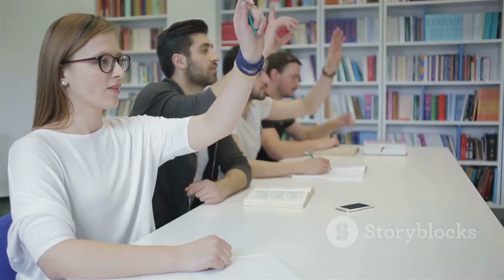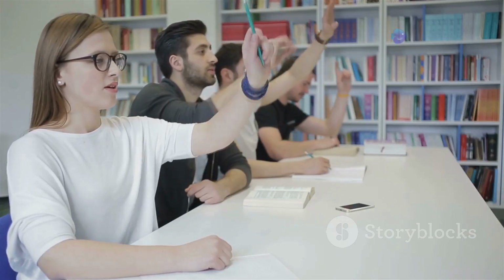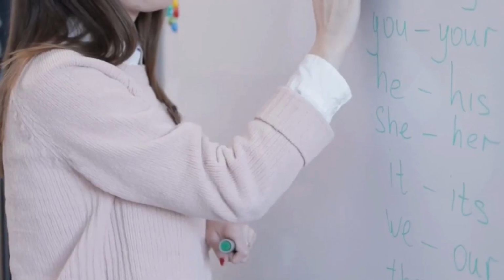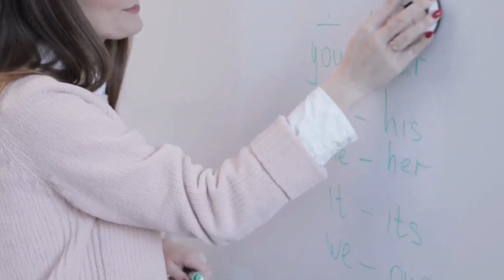Question. Was/were plus subject plus verb-ing. For example, were you studying? This form is used to ask if an action was happening at a specific time in the past. For instance, were you studying at 8 p.m. last night?